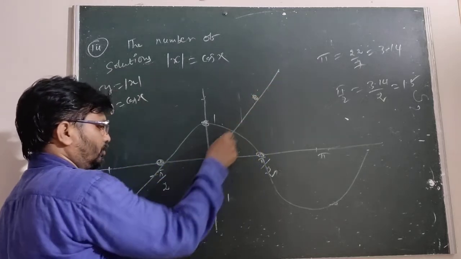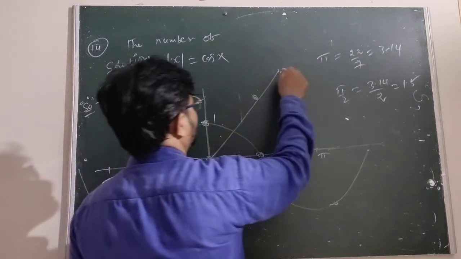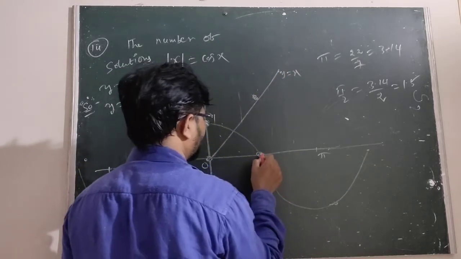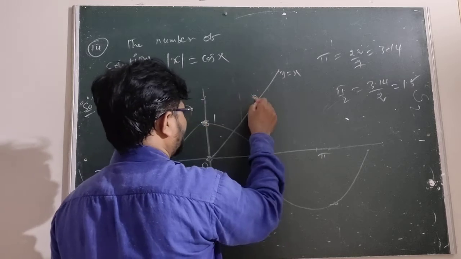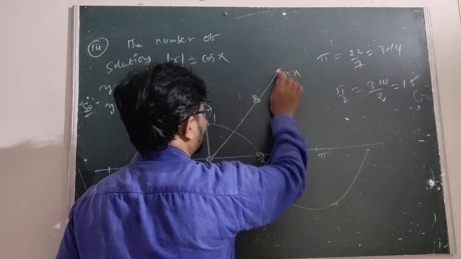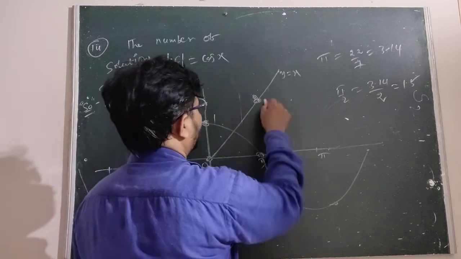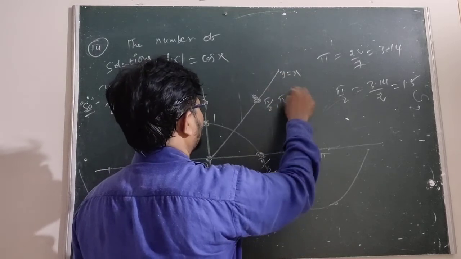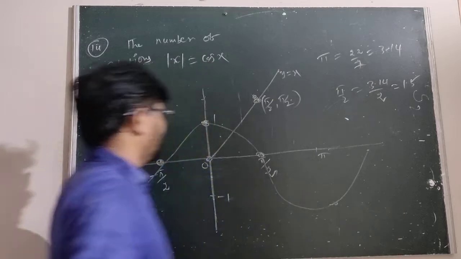This is the y equal to x graph. Suppose if you take pi by 2, this is also pi by 2. In this case, pi by 2 are equal. Y equal to x, that means pi by 2 equal. The pi by 2 value is 1.5.